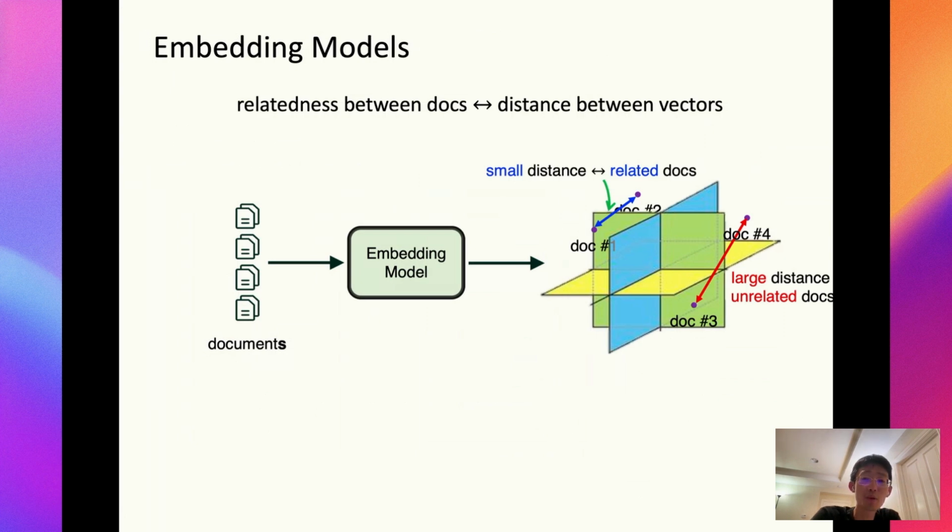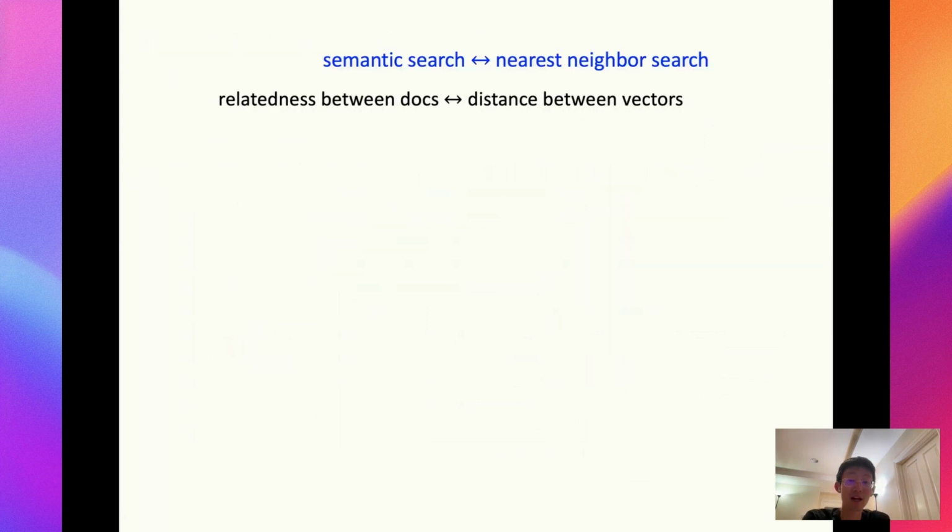The property you have about the embedding model is that the relatedness, or the semantic relationship between documents, is captured by the geometric distance between the vectors. So if two documents are close in the geometric space, they are also close in the semantic space. That's why you can read off the semantic relationship by looking at the geometric distances between two documents. And that makes it useful for semantic search.